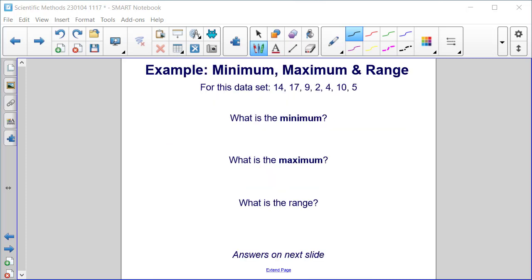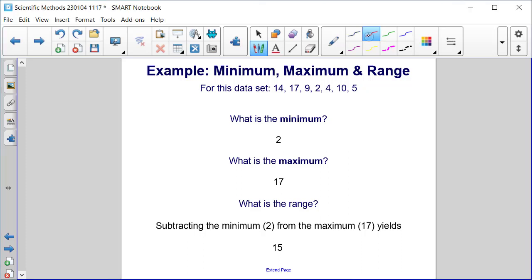Example, minimum, maximum, and range. For this data set, 14, 17, 9, 2, 4, 10, 5, what is the minimum? What is the maximum? What is the range? So we can see from the data set, the minimum value is 2, the maximum value is 17, and the range would be 17 minus 2, or 15.